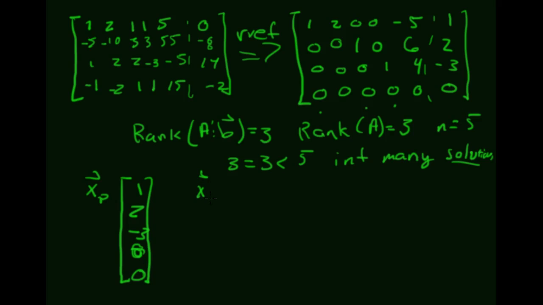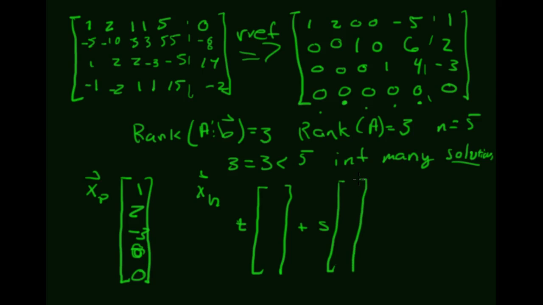The homogeneous solution here is going to have 2 parts, right? It's going to have one for the second column and one for the fifth column. So we'll call the second one t, we'll call the fifth one s. The second column pertains to the second variable. So that's 1. And the only other thing in that column is the top of it. So that becomes -2. And 0's the rest of the way down.